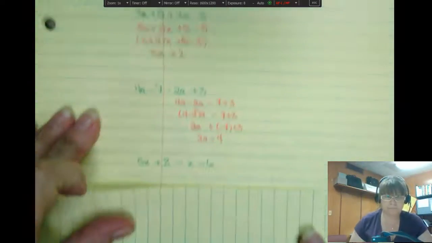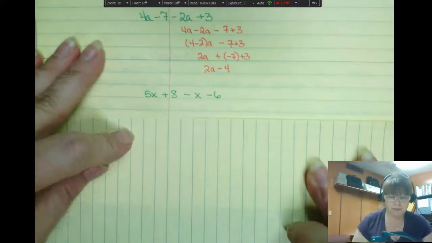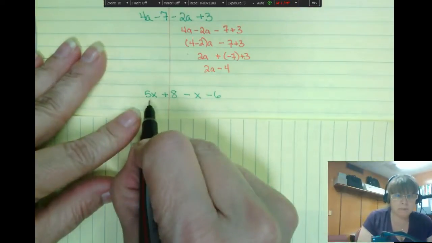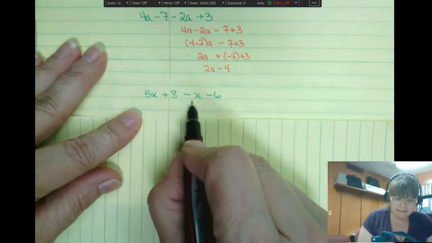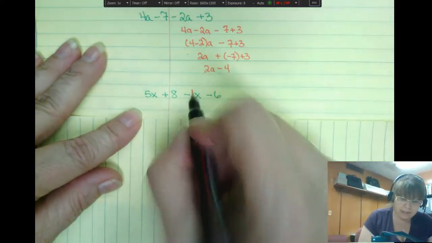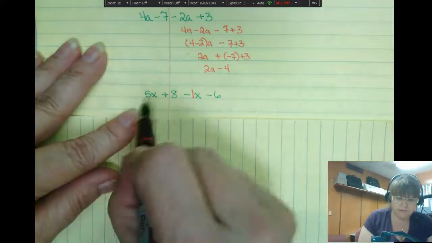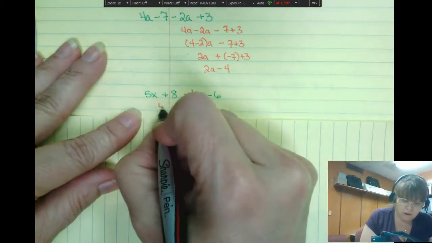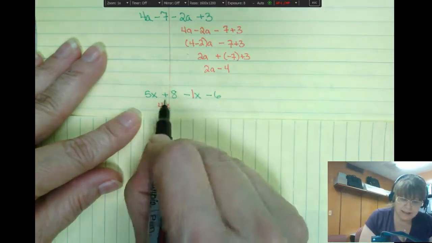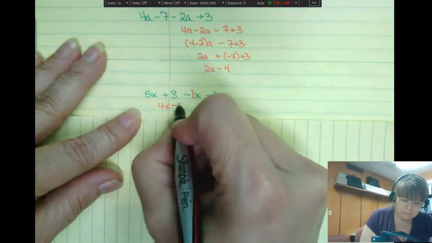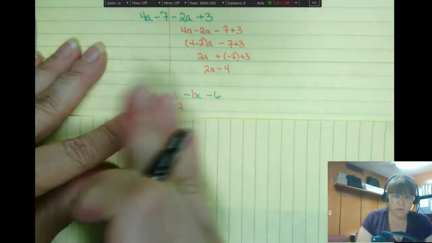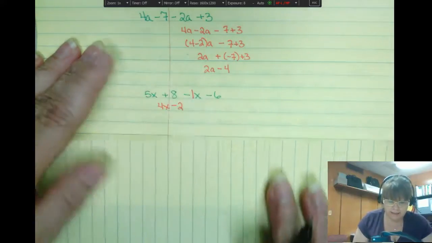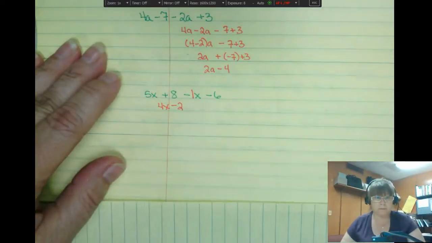Let's try another one. 5x, and this time I'm not going to reorder it. 5x minus x. And we always imply that there's a 1 if it's an x. So 5 minus 1, there are 4 x's. 8 minus 6 minus 2. Okay, you should be able to start grouping things together that are alike, like terms.